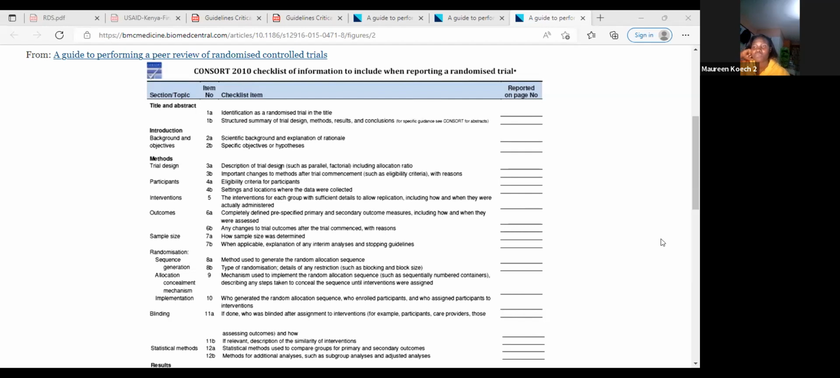You could say, for example, let's say about the title and abstract. So here they are saying that there needs to be an identification of a randomized trial in the title. So you give your opinion. You say, in my opinion, I think that for readers to be able to know outrightly that this was a randomized trial, there needed to have been that insinuation in the title, but I've not seen it.